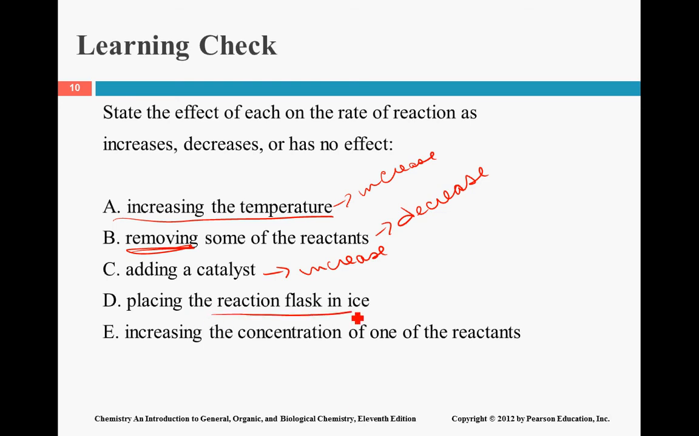Putting the flask on ice, that's going to lower the temperature. Notice A, we increase the temperature, while putting it on ice will lower the temperature, which means that will decrease. And increasing the concentration of one of the reactants. You're increasing the concentration, so you're increasing the likelihood of them bumping together. So that's going to increase.